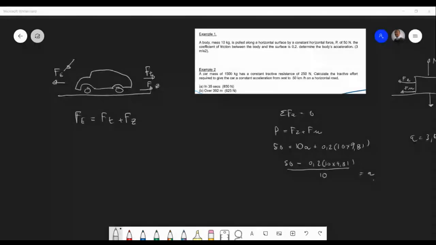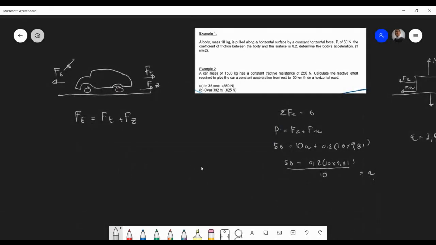So someone's saying something here. Okay, 844. It's probably the rounding off here. So we're looking for this Fe. So Ft we have tractive, so it's 250, and of course our inertial force here. So that's 1,500 times acceleration, mass times A. So what is A, right?